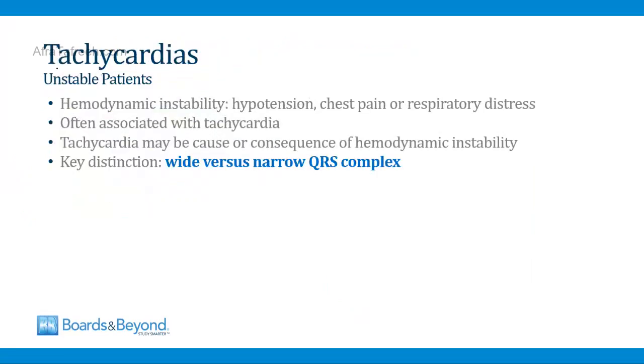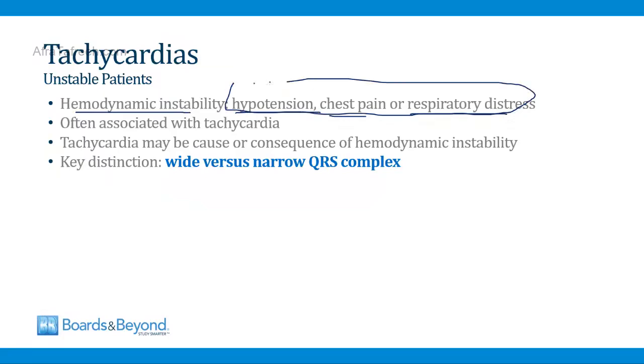Now let's talk about evaluating tachycardic rhythms in unstable patients. When we say a patient is hemodynamically unstable, usually what we mean is they have hypotension or chest pain or respiratory distress of acute onset. And when one of these things is going on, the patient often has a fast heart rate. In other words, they have a tachycardia.